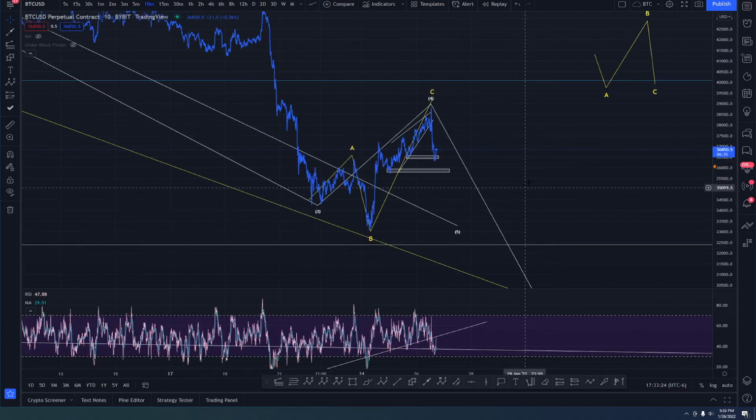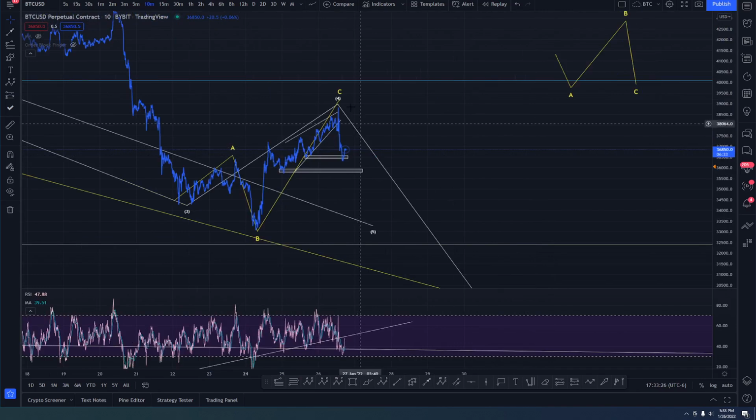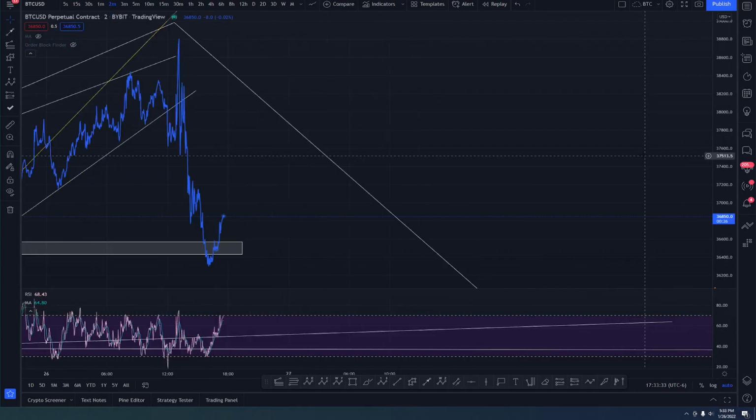So just some ideas here, guys. Just some ideas. I don't know how it's going to play. We're taking it wave by wave. Right now, this is an impulse off the top. So if we go to the smaller time frame on the 2-minute, it would seem to be an impulse at least.